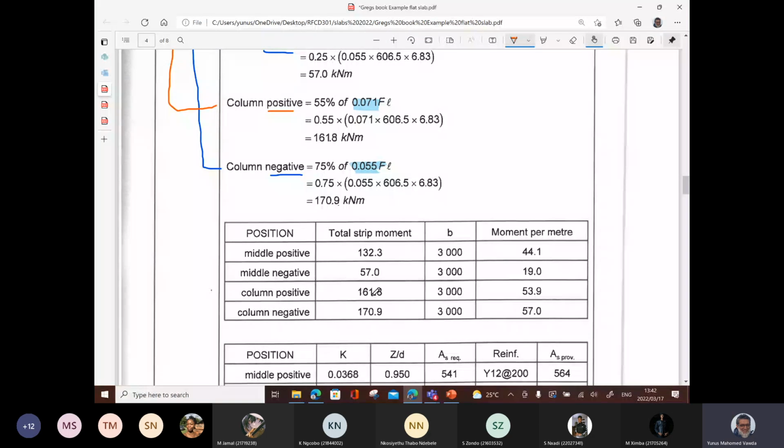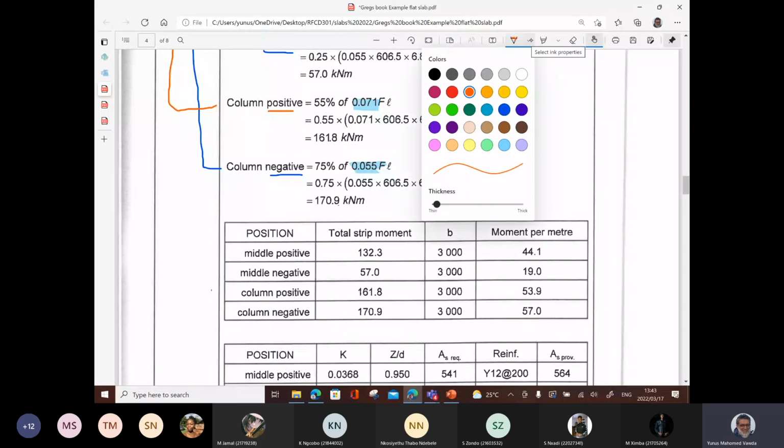Do you have to arrange it in this form? Could you have arranged it as the hogging moments first and then the positive ones? Doesn't really matter as long as you know where you are and what you're doing. So middle positive. Remember, we're in the long direction. So if I can just maybe use a sketch to show what we're talking about, so you can relate to it.